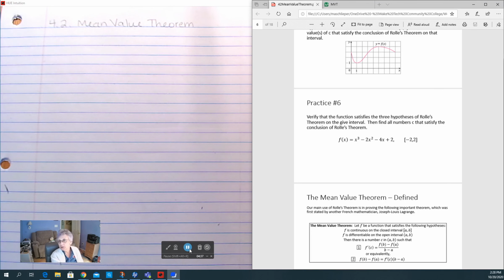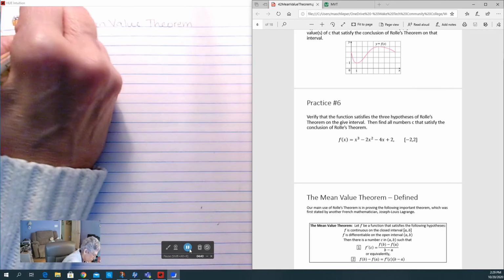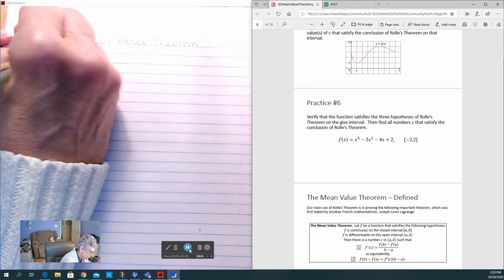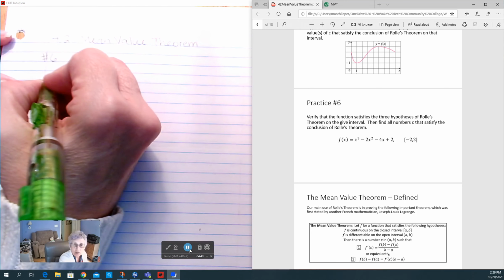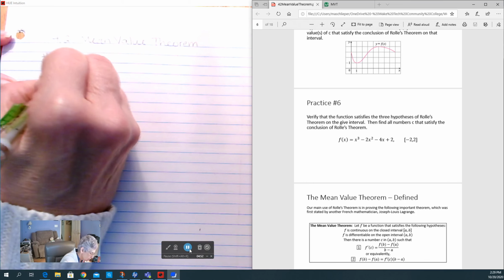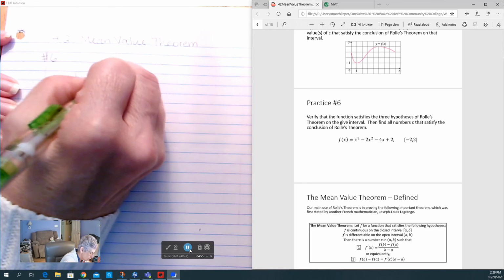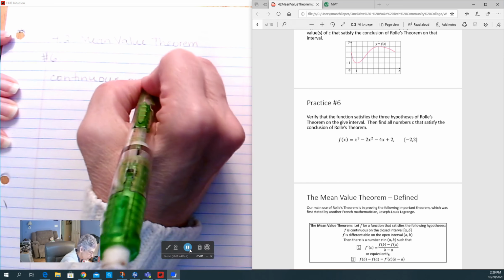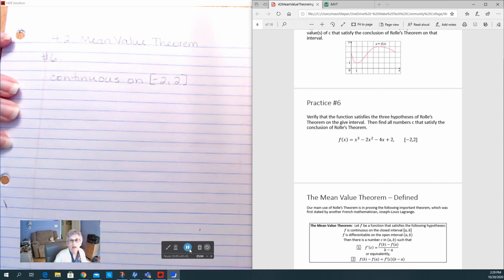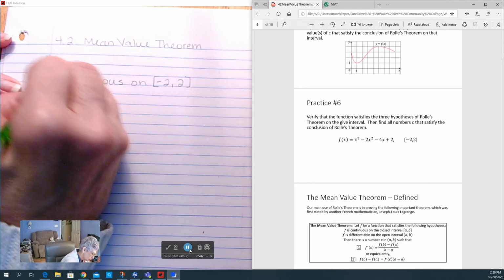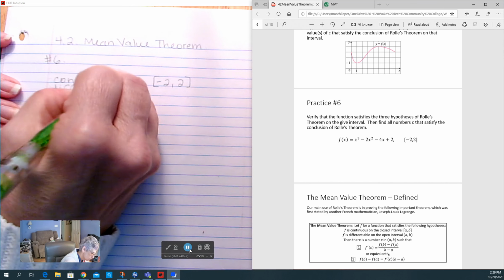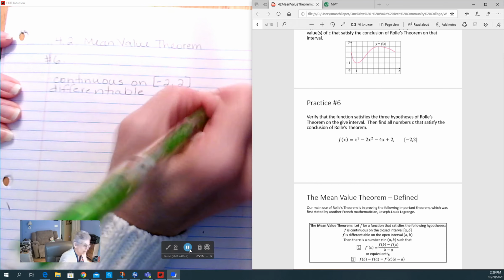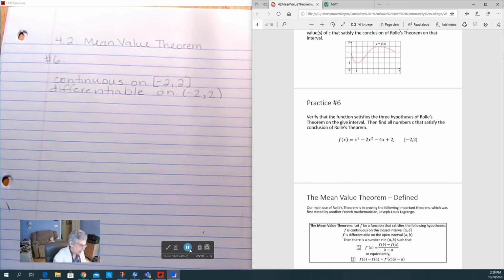So first off, we need to talk about continuous and differentiable. And we're going from -2 to 2. So it's a polynomial. Polynomials are continuous everywhere and differentiable everywhere. So it is definitely continuous on the closed interval from -2 to 2. And it is definitely differentiable on the open interval from -2 to 2.